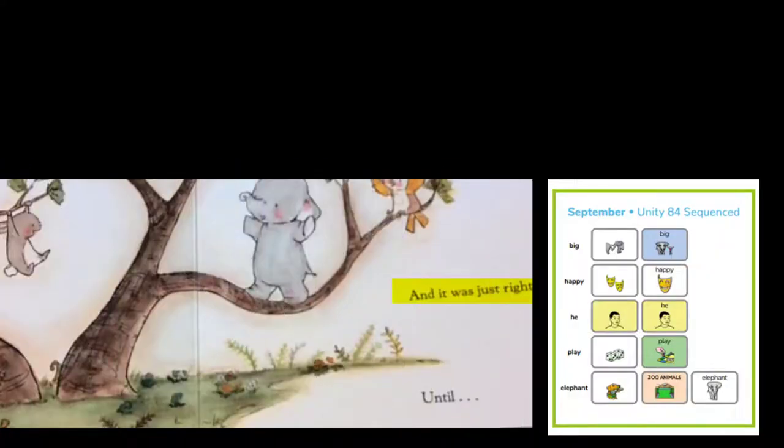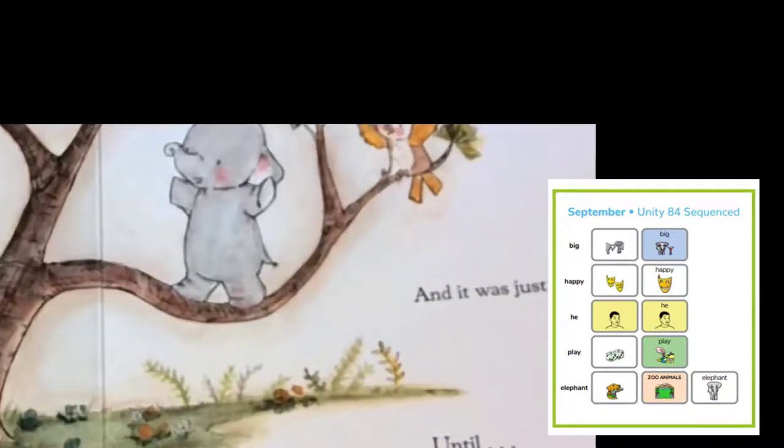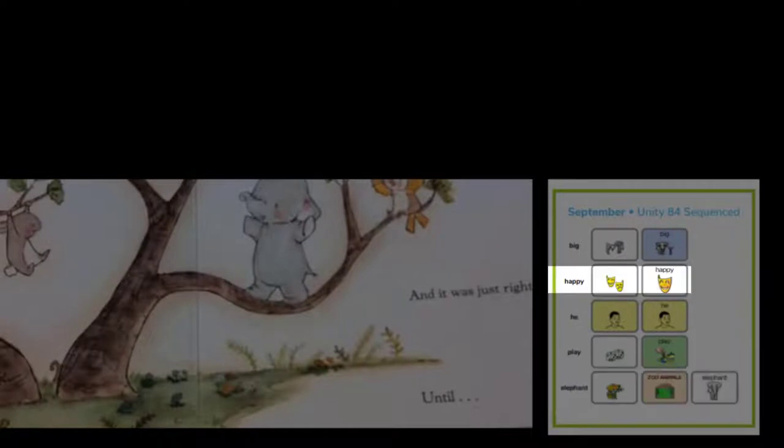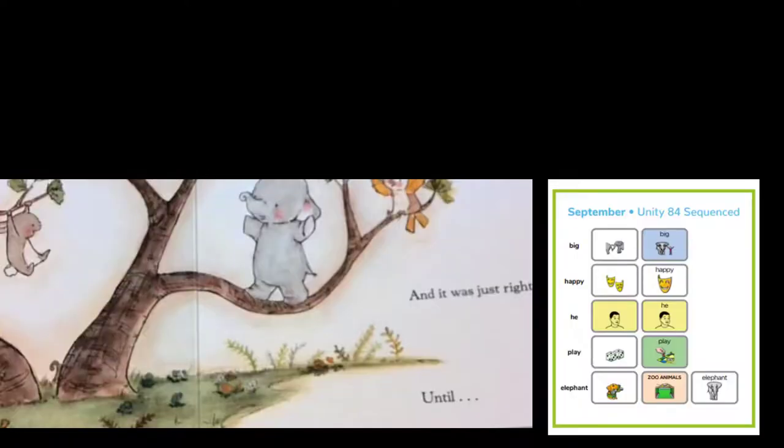And it was just right until there's Oliver up in the tree. What do you think might happen with an elephant up in a tree? Oliver looks pretty happy right now.